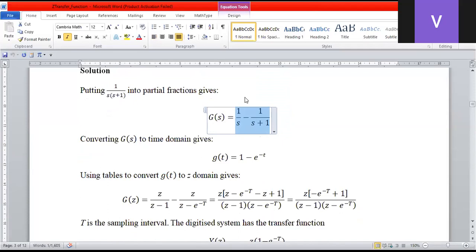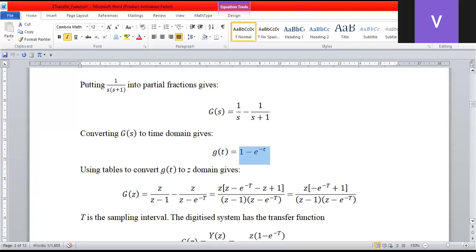Then when you convert into the time domain, the inverse Laplace of 1 over s is 1, and the inverse Laplace of this is minus 80. So after converting it into the time domain, the next step is to use tables, the Z transform tables, to convert from the time domain into the Z domain.